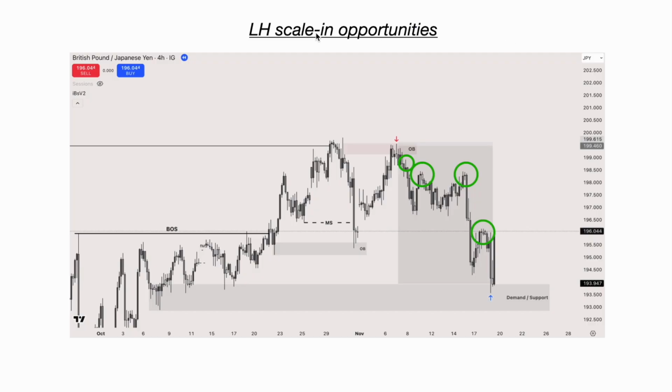So lower high scaling opportunities, we see sweeps of liquidity. Not a great sweep of liquidity here, that's for sure. Comes back up, sweeps a bit more liquidity, even testing to create another opportunity. So sweeping this liquidity. We have just indecision, and then price coming down to the demand support area.